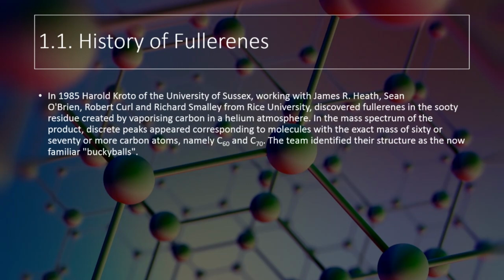History of fullerenes. In 1985, Harold Kroto of the University of Sussex, working with James Heath, Sean O'Brien, Robert Curl, and Richard Smalley from Rice University, discovered fullerenes in the sooty residue created by vaporizing carbon in a helium atmosphere. In the mass spectrum of the product, discrete peaks appeared corresponding to molecules with the exact mass of 60 or 70 or more carbon atoms, namely C60 and C70. The team identified their structure as the now familiar buckyballs.